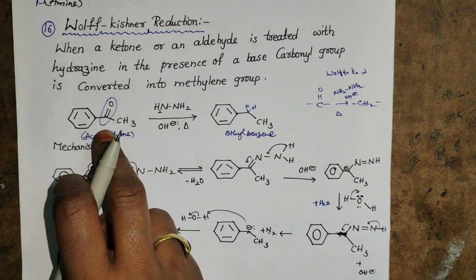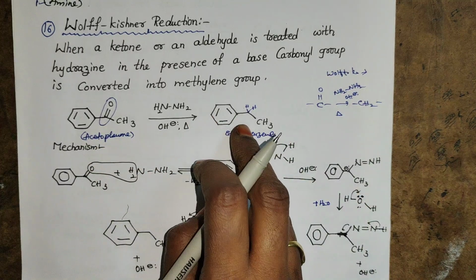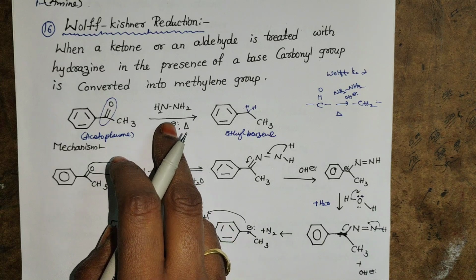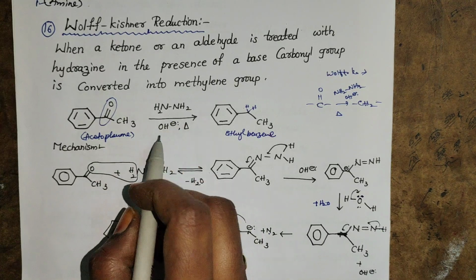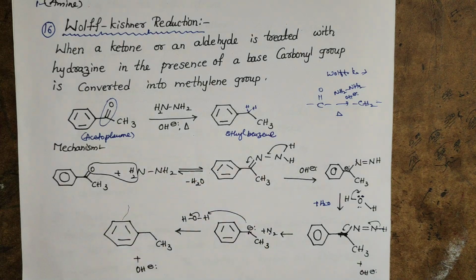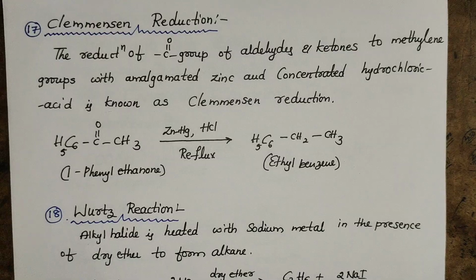Here the carbonyl group is converting to a CH2 group. That's it. Okay, in presence of which reagent? Hydrazine, formula NH2-NH2, and OH minus, nothing but base, delta nothing but heat symbol. Okay, this is about Wolff-Kishner reduction.